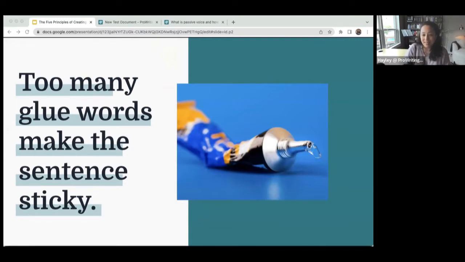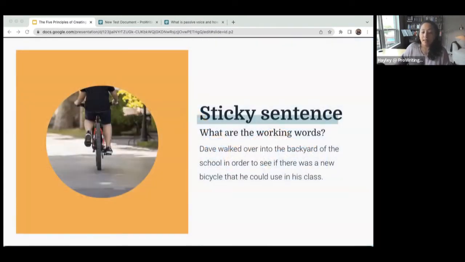And a sticky sentence is just like it sounds. It's a sentence that is hard for our readers to go through. So here's an example of a sticky sentence. Dave walked over into the backyard of the school in order to see if there was a new bicycle that he could use in his class.